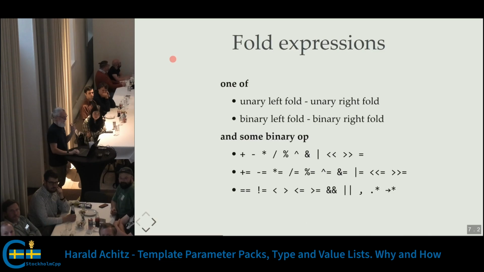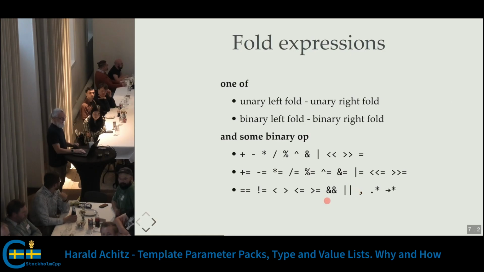So a fold expression is one of unary left fold, unary right fold, a binary left fold, or a binary right fold. And then you need a binary operator that takes two things. And this is the technical list of those that you can use. Most of them don't make sense in reality. The arithmetic ones make sense. And then the comma operator is interesting. That makes a lot of sense. By the way, if you want to see a talk about the comma operator, there is one on the Sweden CPP YouTube channel where we talk about the comma operator, having fun with it.